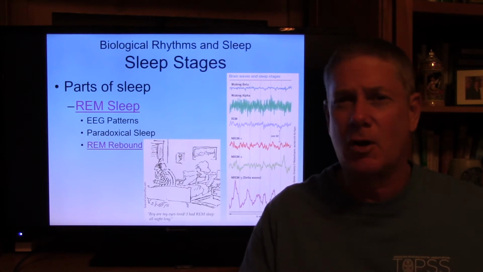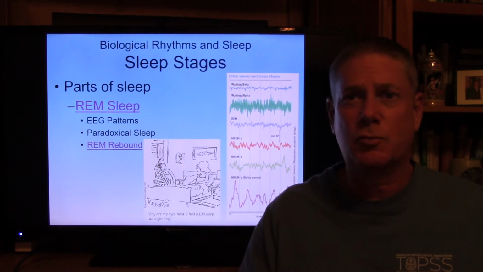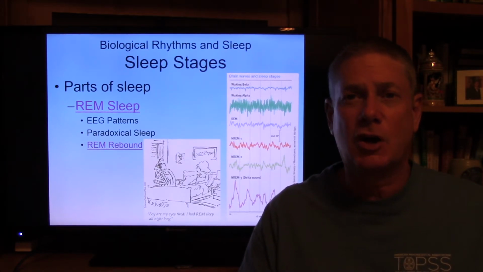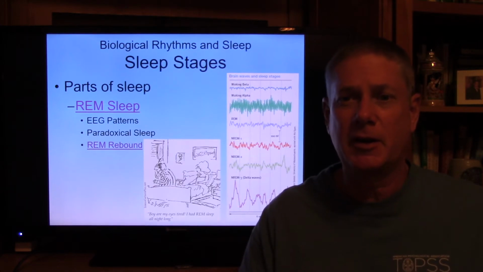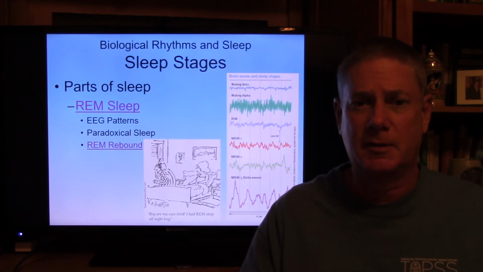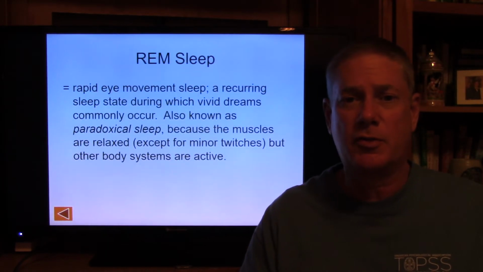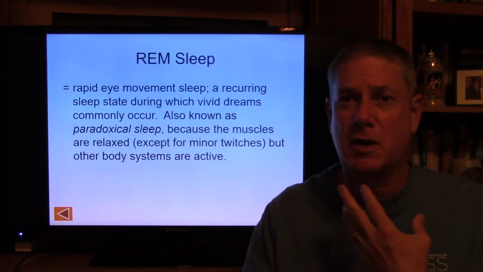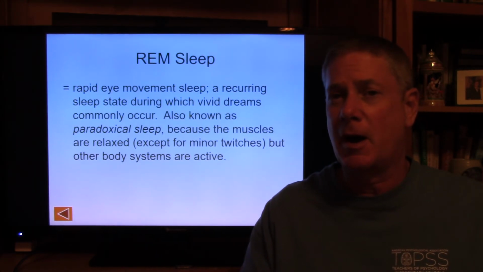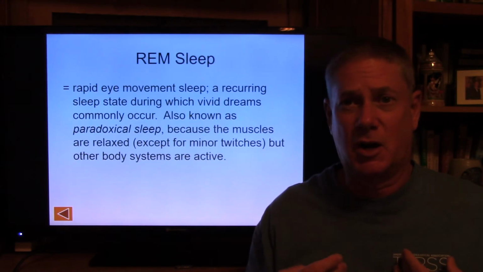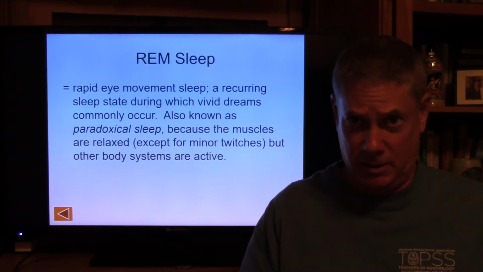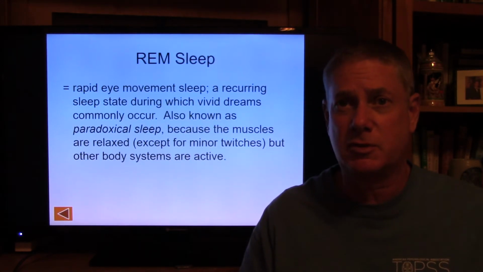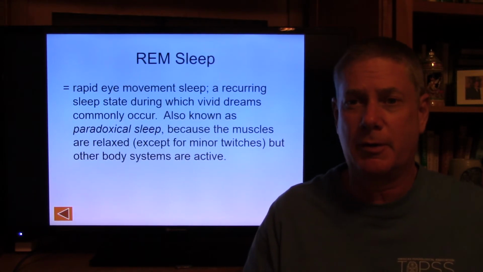REM sleep, altogether different. REM stands of course for rapid eye movement, which a lot of you probably are aware of. It's also known as paradoxical sleep. Now the paradoxical part has to do with the fact that the muscles are relaxed, except for minor twitches in your face, which is just muscle contraction. But the other body systems are active. What other body systems? Well, heartbeat, breathing, brain activity. There's some evidence that you can have more brain activity going on in REM sleep than you do at some points during the day when you're awake.